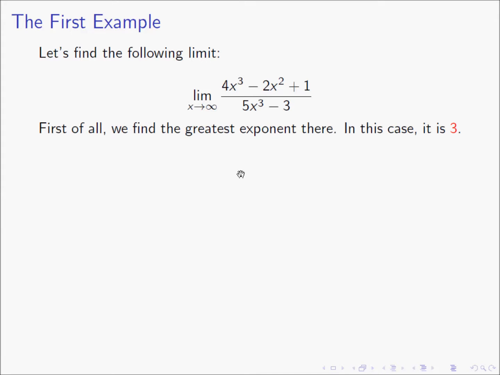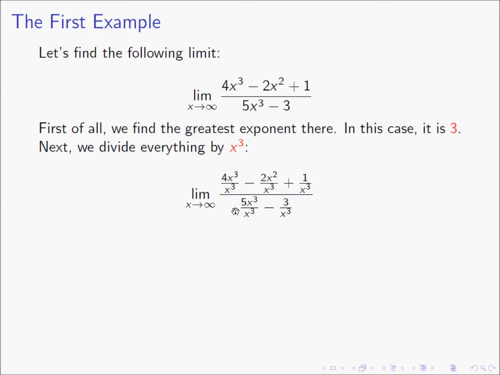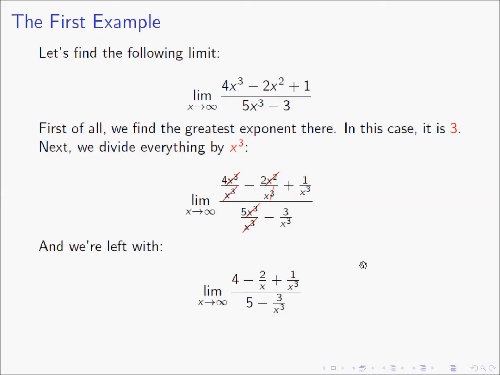So the first step is to find the greatest exponent. In this case we have x cubed here, and that's the greatest exponent. The greatest exponent is 3. So we divide everything by x cubed. We divide each term by x cubed. We get this, and we can start simplifying things with, for example, this x cubed here, the x squared here, the x cubed here, and we get this expression.